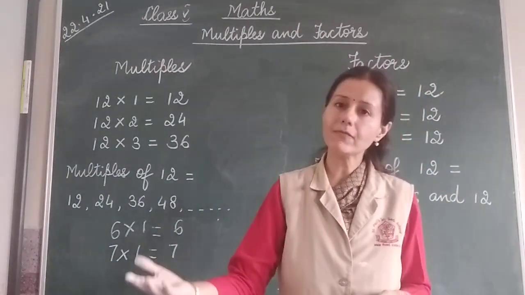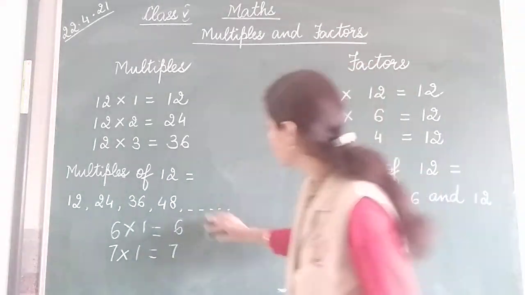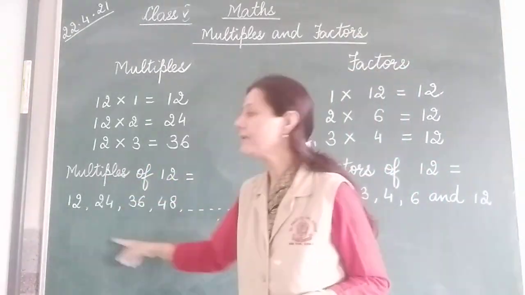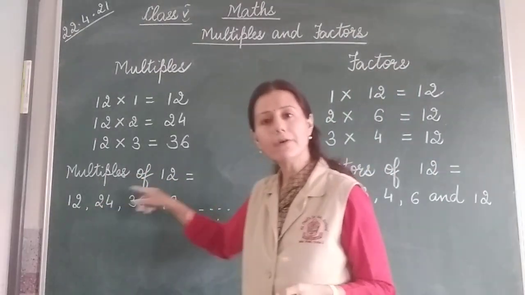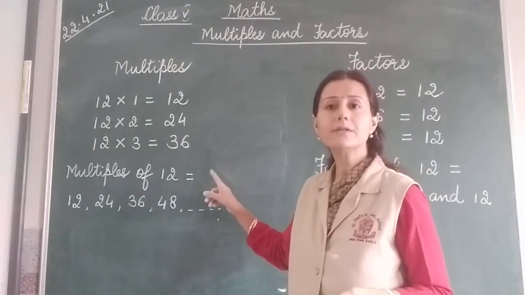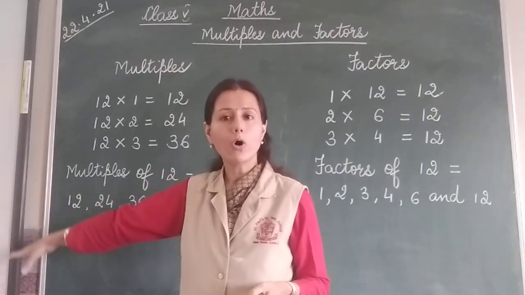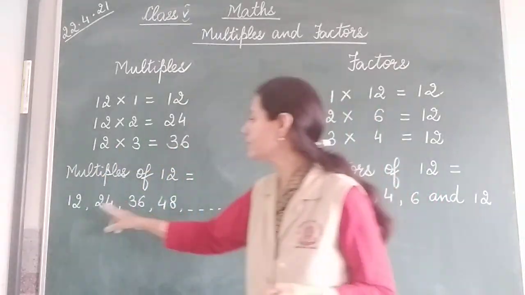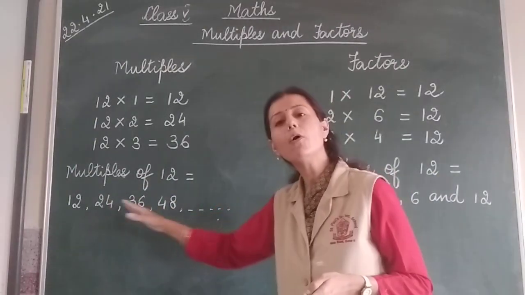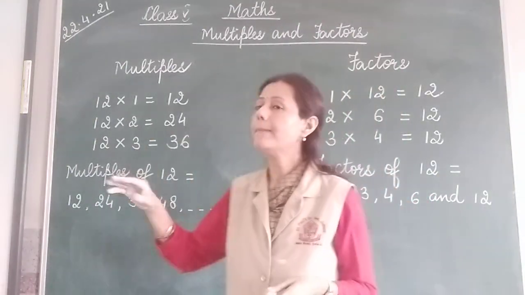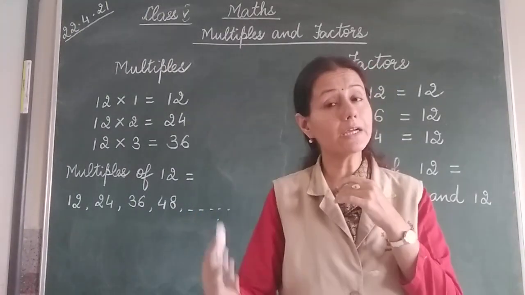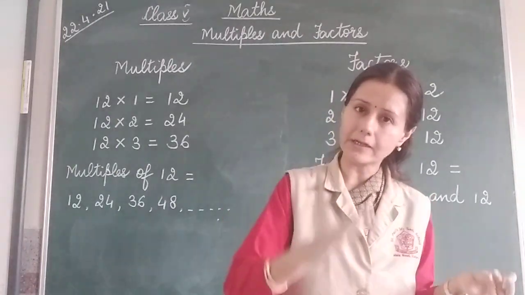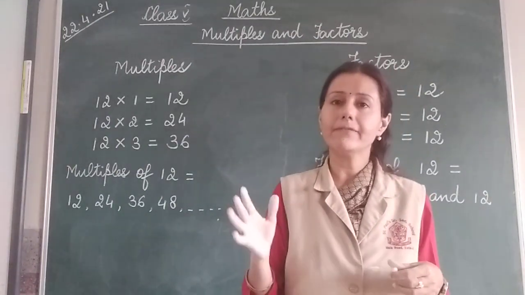Every number is a multiple of 1 and every number is a multiple of itself. Now next, you can see all the multiples of 12 are either equal to 12 or greater than 12. None of the multiples of 12 is less than 12. Multiples of 12 are 12, 24, 36, 48. They all are greater than 12. So beta, multiples of a given number are either equal to or greater than the given number.